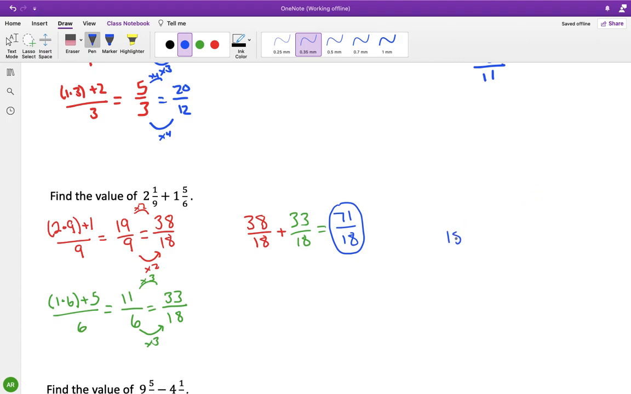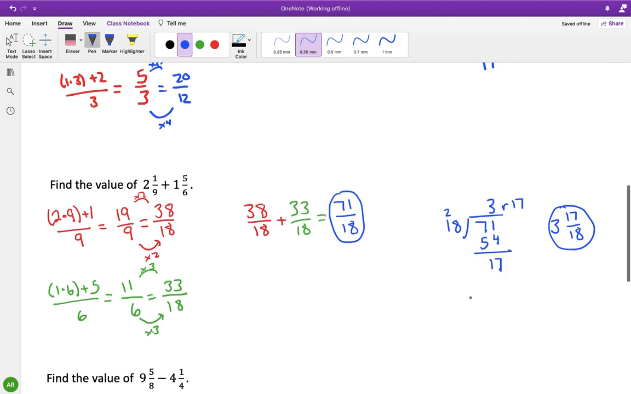So 18 goes on the outside of the house, 71 goes inside the house. 18 will go into 71 almost 4 times, but not quite. So 3, I know it will go in 3 times. 3 times 8 is 24. Put the 4 down, carry the 2. 3 times 1 is 3, plus 2 is 5. 71 minus 54 is 17. So I have 3 and 17 eighteenths, which means I have 13 and 17 eighteenths. So like I said, depending on your application, both of those will work as your final answer.